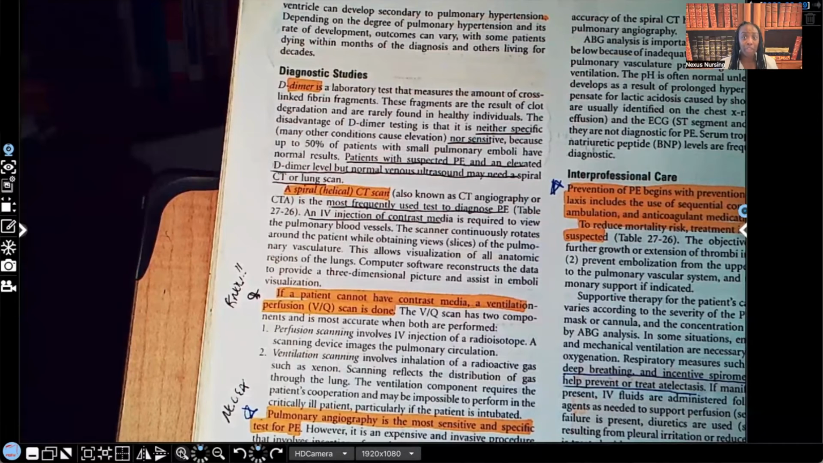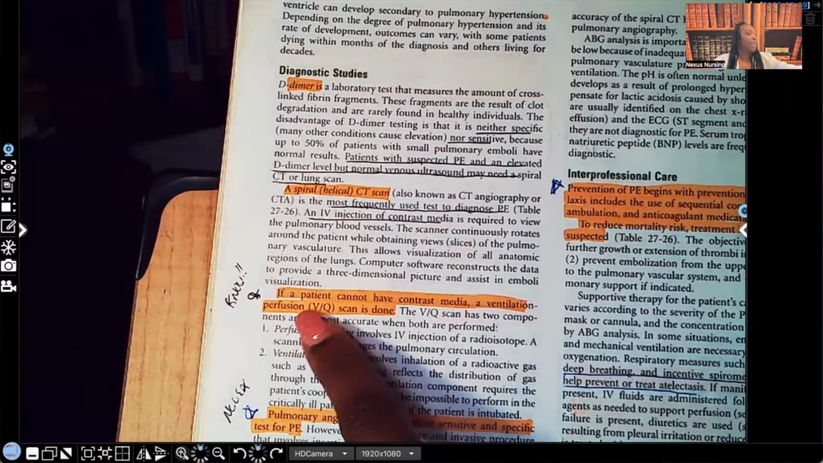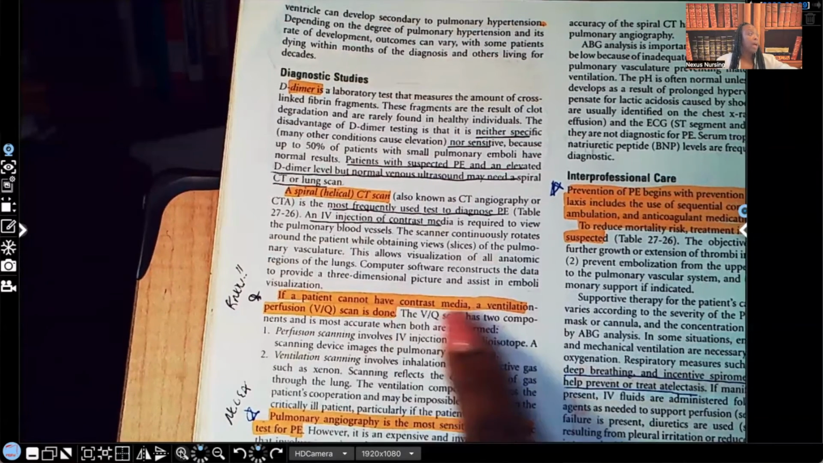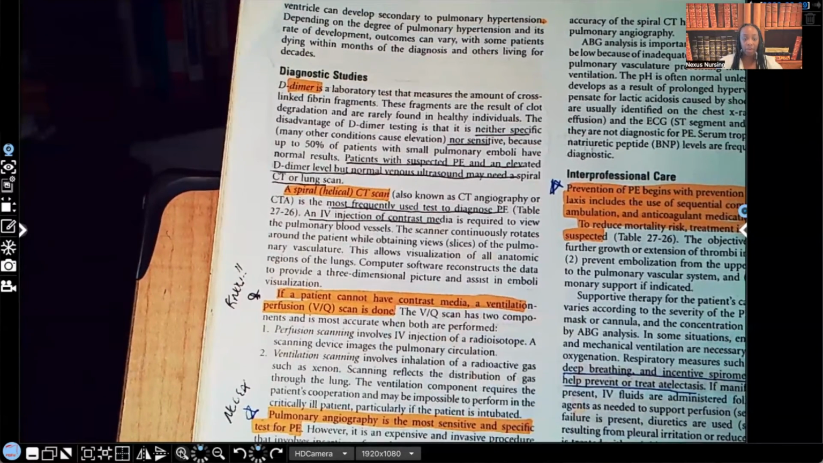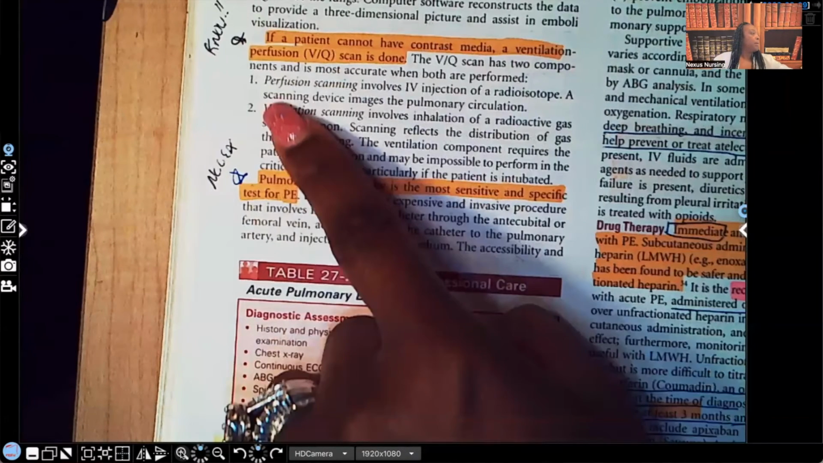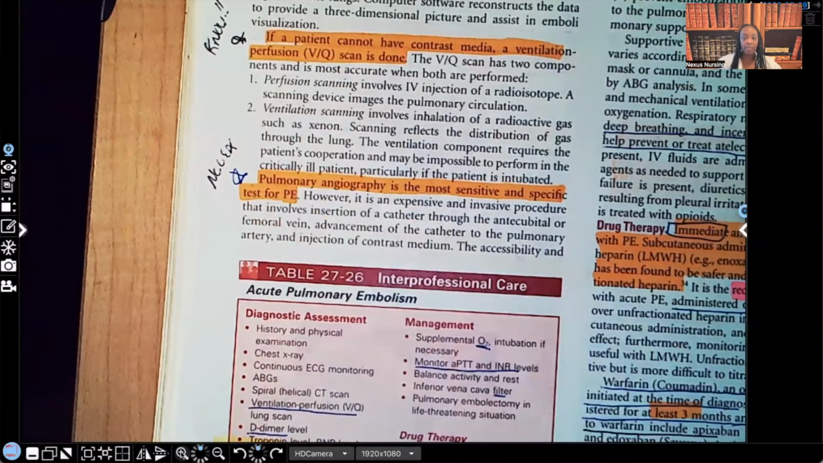We got to make sure the patient is not allergic to contrast media. We got to make sure they're not allergic to that dye. We got to make sure they're not allergic to what? Shellfish. Okay, keep that in mind. Anyway, if a patient cannot have contrast media, such as allergies to shellfish, a VQ scan is done. Make sure you know that. Pulmonary angiography is the most sensitive and specific test for PE. You need to know that as well. Pulmonary angiography.